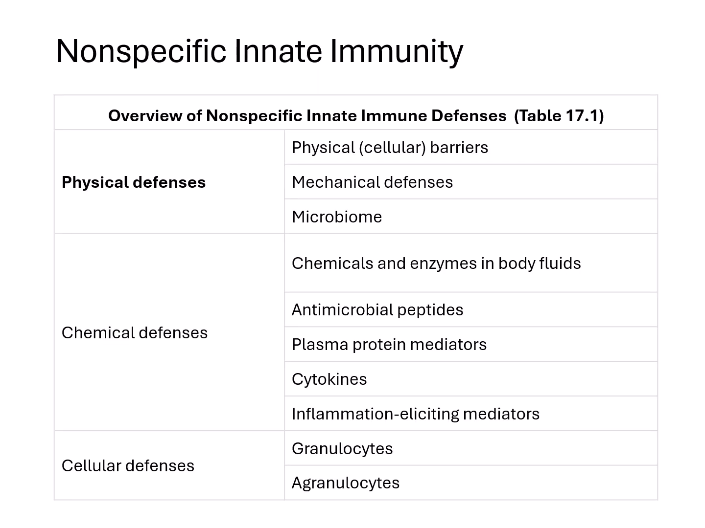All right, so we just saw that in mechanical defenses, we have shedding of the skin, that mucociliary escalator in the respiratory system, peristalsis in the GI tract. We have flushing by tears and blinking that protects our eyes, and urine flow that keeps our urinary tract free of pathogens. Now we're going to look at our last category in the physical defenses section, which is our microbiome.